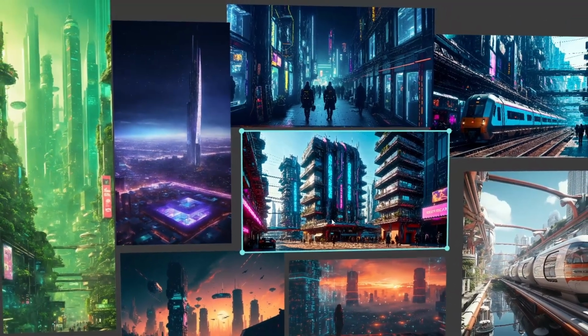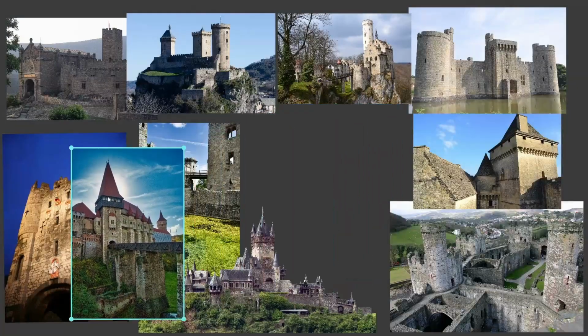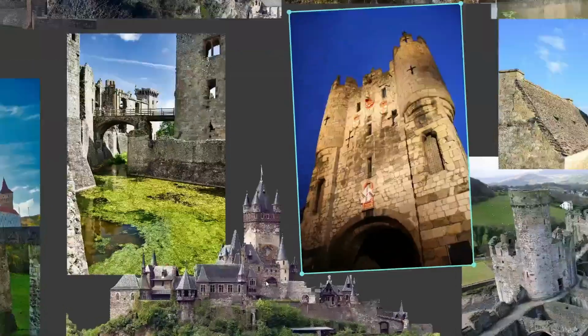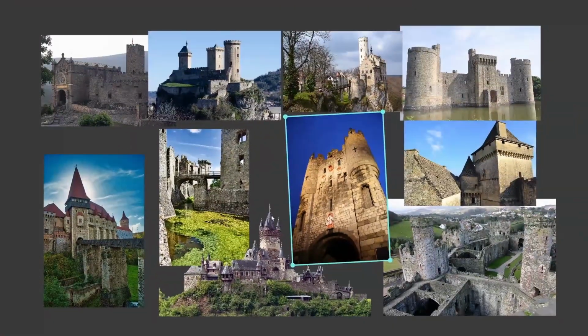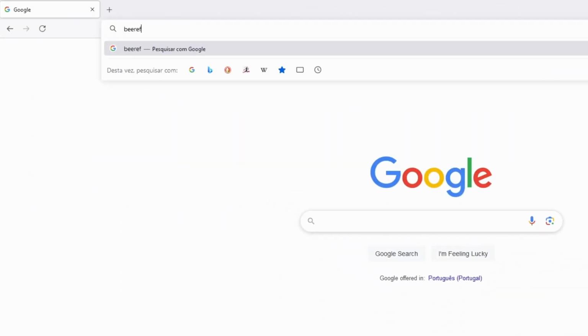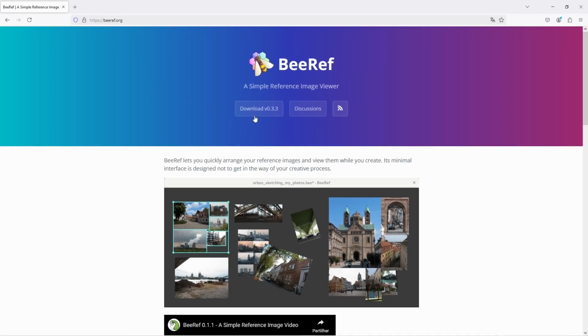A good example of a free reference image viewer is Bref. Bref allows us to arrange the reference images, drag them around, rotate them, resize them, zoom in and out. And we can even save the file and open it later, with the images exactly where we left them. So go to bref.org to download the application. Feel free to use any other image reference viewer if you prefer.